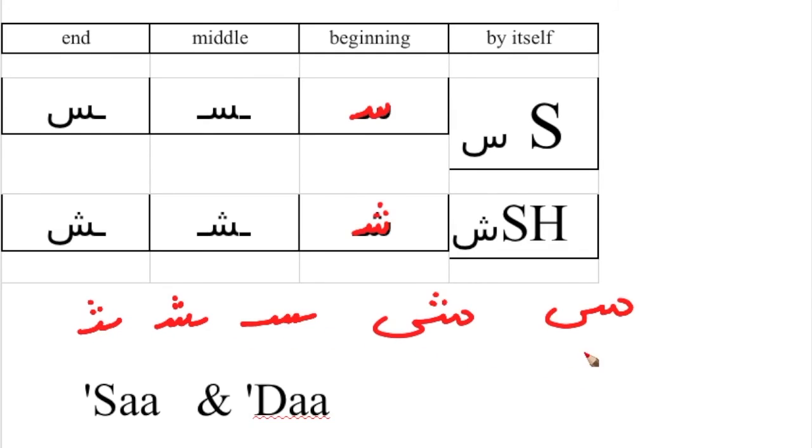So if I say here, let us say thawb, and let us say thawb means dress. You see, this is one edge and three dots. That will make it Tha. Thum. Thum means garlic.